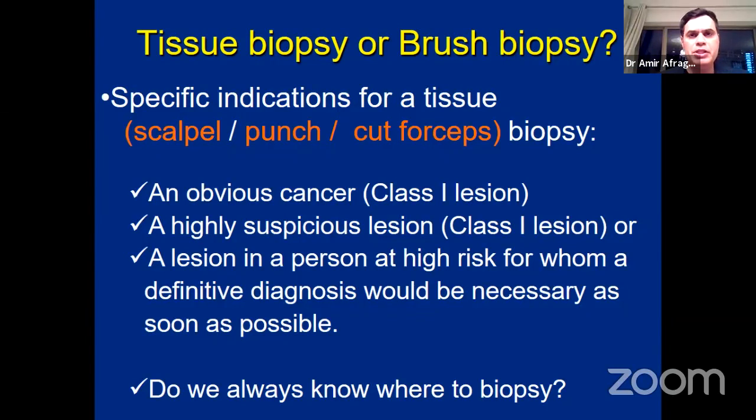The question is when to do a tissue biopsy and when to do a brush biopsy. If you have an obvious cancer or a highly suspicious lesion, we call these class 1 lesions clinically, then you would like to do just a tissue biopsy and confirm the diagnosis. Also, in a person at high risk of developing an oral cancer, such as a person who has already had oral cancer and is predisposed to having multiple other primaries, you may also do a tissue biopsy to confirm the diagnosis.